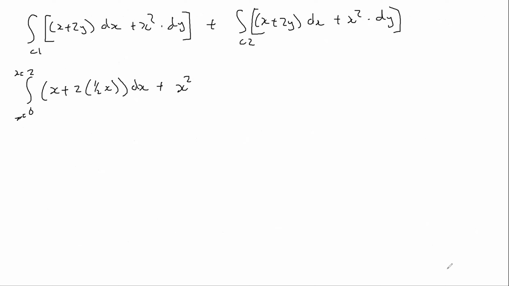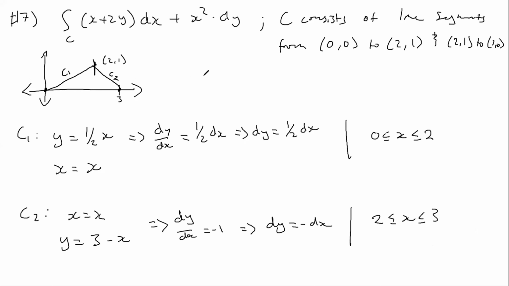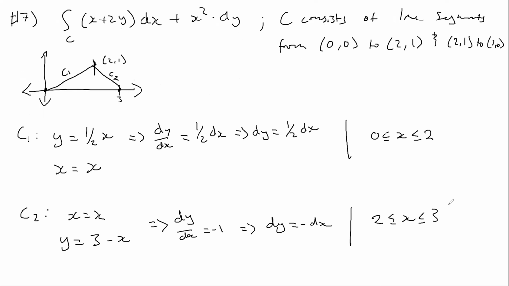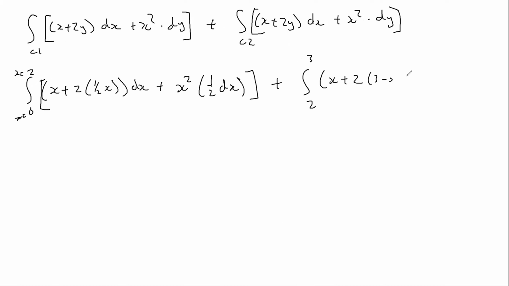So dy for C1 is actually going to be 1/2 dx. So I'm just going to multiply that by 1/2 dx. Right, so that's going to be the first integral setup. And now this is going to be added between 2 up to 3 of x plus 2 times y. And y is going to be 3 minus x. So that's going to be 2 times 3 minus x dx. And that's going to be added to x squared times negative dx.